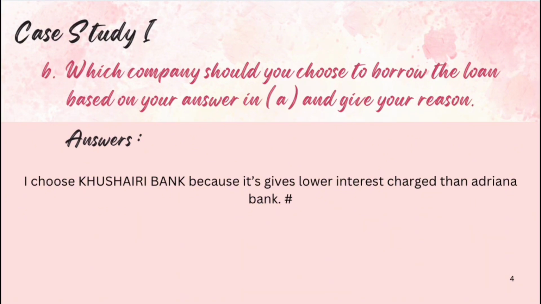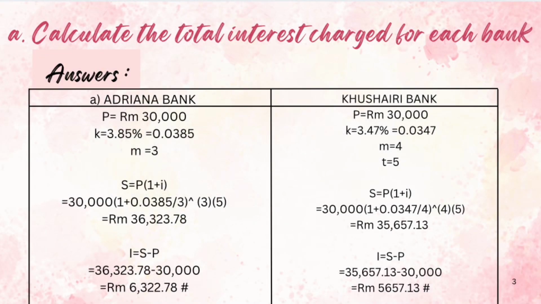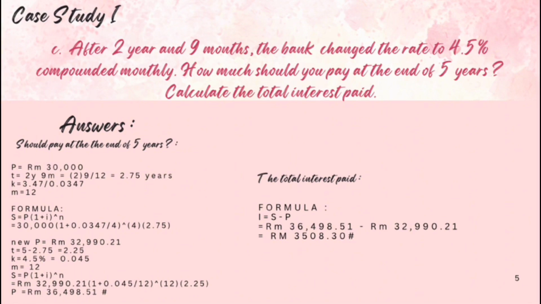Now I want to answer case study 1, question B. The question asks, which company should you choose to borrow the loan based on your answer in A, and give your reason. I choose Koshari Bank. As you can see here, Koshari Bank gives a lower interest charge than Adriana Bank. Now we move to question C. The question asks, after 2 years and 9 months, the bank changed the rate to 4.5% compounded monthly. How much should you pay at the end of 5 years? Calculate the total interest paid.